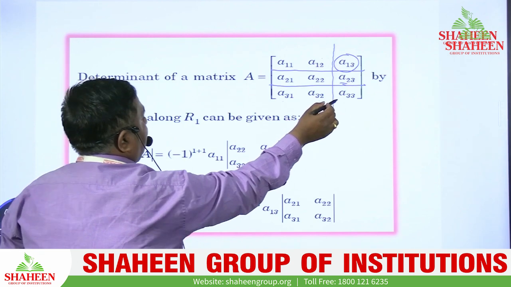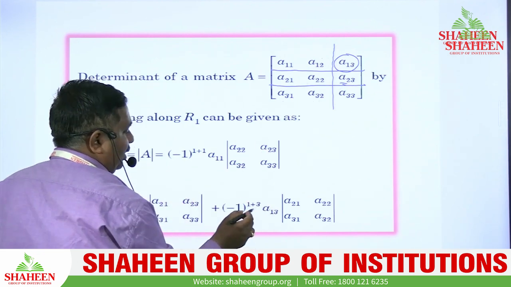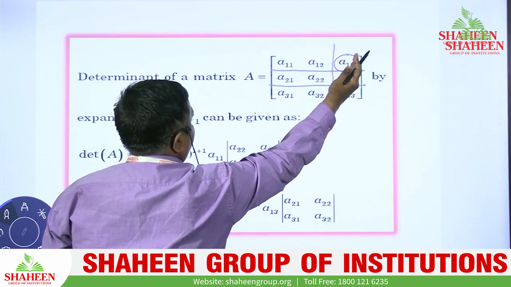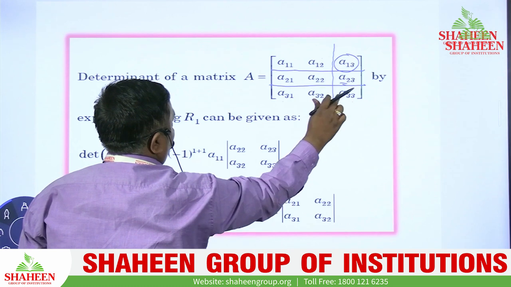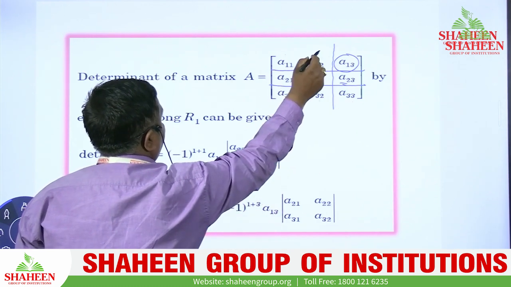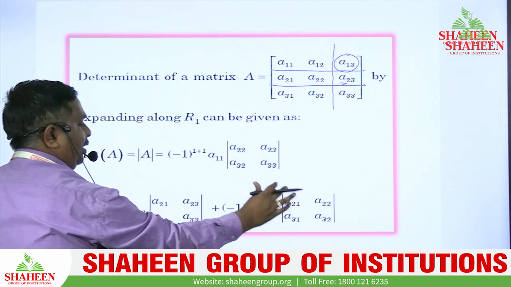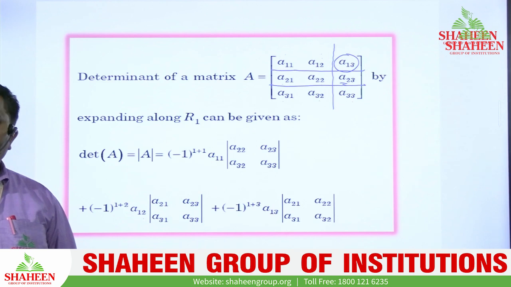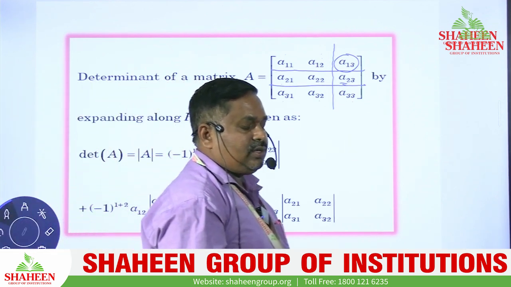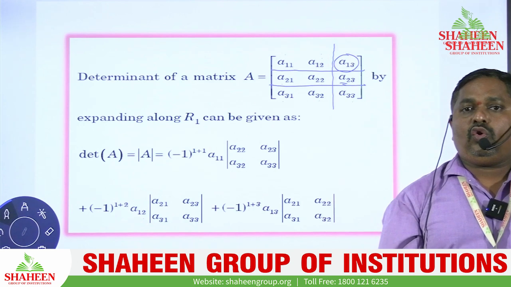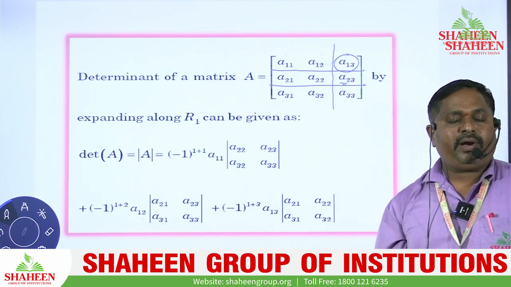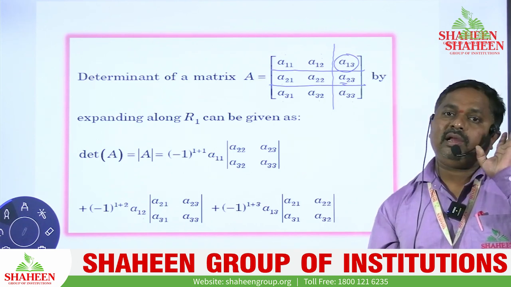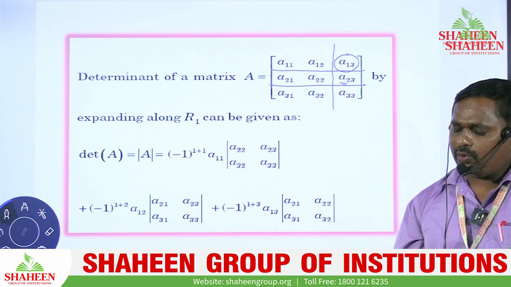Plus the last element is a33, that we write here, with minus 1 power 3 plus 3, and leave the row and column in which a33 is lying, remaining a11 a12 a21 a22 written in this determinant. On simplification we'll get the same value of this determinant. So we can use any row or any column of this matrix to find the determinant, and using any row or any column we'll get the same value. Okay, you remember that.